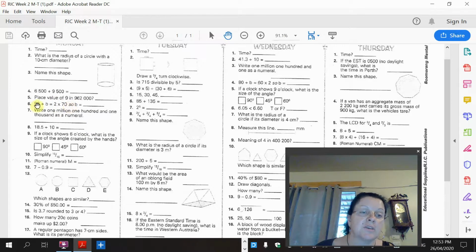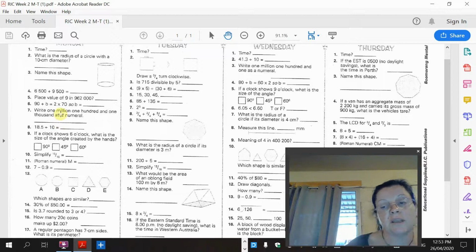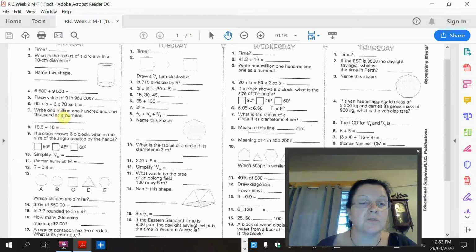So what are we going to add to 90 to balance this out as 140? Well, we first of all have to take that to 100, so that's 10, and then add 40, so b equals 50. Write 1,000,000, 100 and 1,000 as a numeral, and I'll let you guys do that one because we did a lot of million writing last week. So 1,000,000, think of that, that's 1 with 6 zeros, 100 and 1,000 as a numeral.